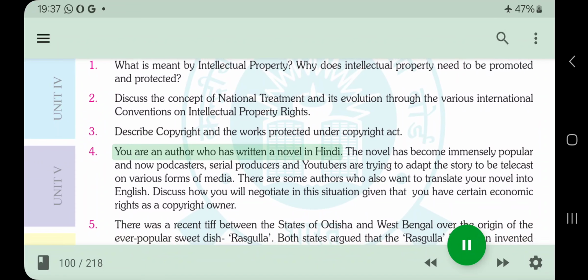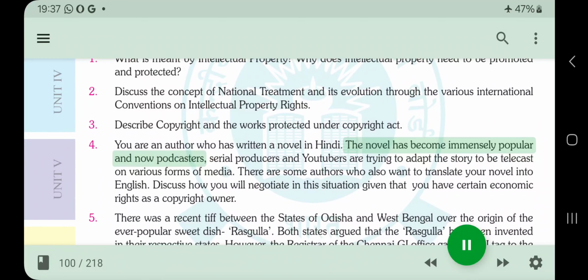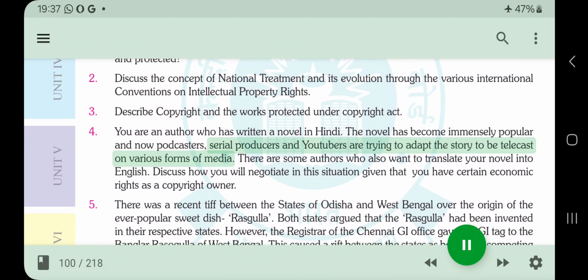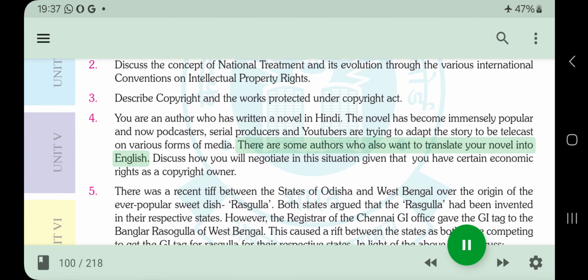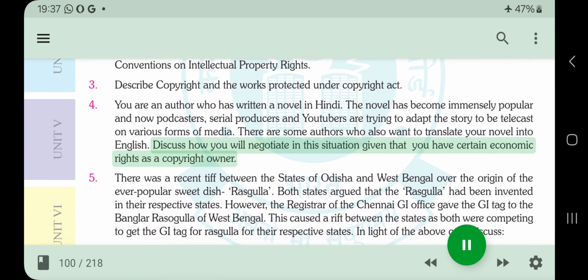4. You are an author who has written a novel in Hindi. The novel has become immensely popular and now podcasters, serial producers and YouTubers are trying to adapt the story to be telecast on various forms of media. There are some authors who also want to translate your novel into English. Discuss how you will negotiate in this situation given that you have certain economic rights as a copyright owner.